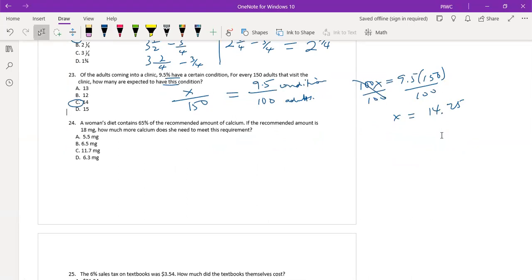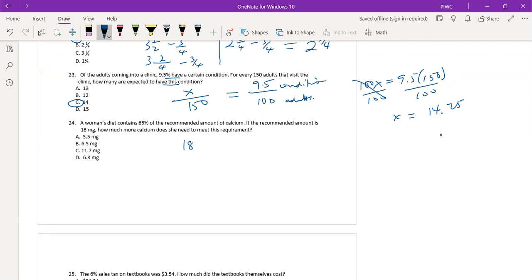24. A woman's diet contains 65% of the recommended amount of calcium. If the recommended amount is 18 grams, how much more calcium does she need to meet these requirements? Okay. So the diet has 65% of the recommended, and 18 is the recommended. So we need to find the amount that she's getting now. So we need to find 65% of 18.